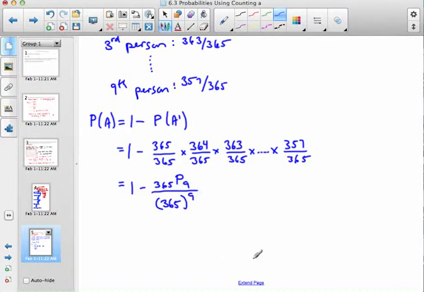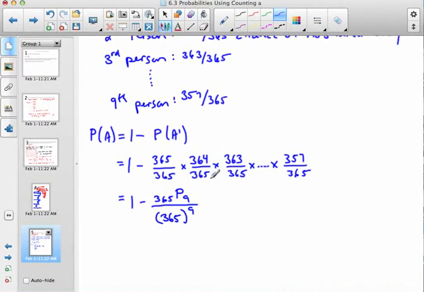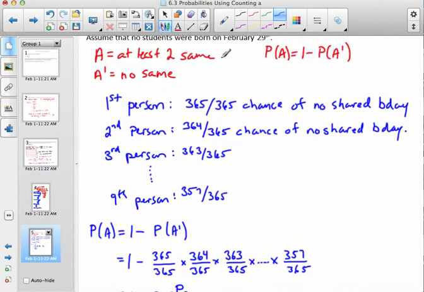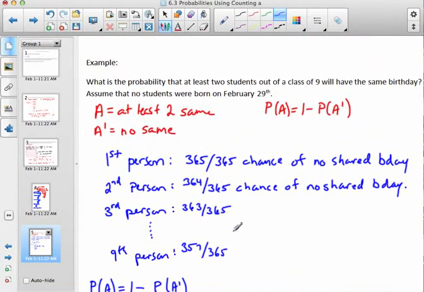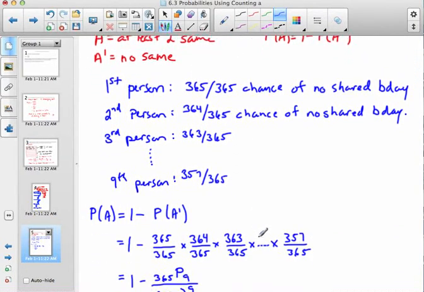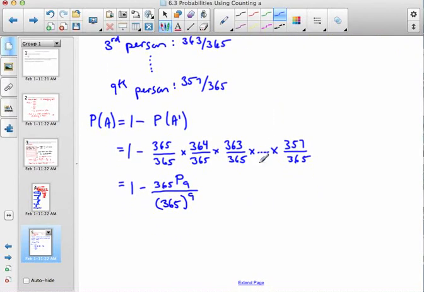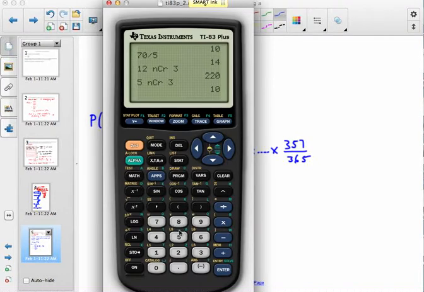Now, just to make the point, this is not a general formula, right? So don't just make the generalization that, oh, I memorized this formula and I just switched the 9 for however many people. It might be true for this kind of a question where it says at least 2 students sharing a birthday, but that's not a universal truth where you can just use that formula. So beware formulas. So let's do this in our calculator.